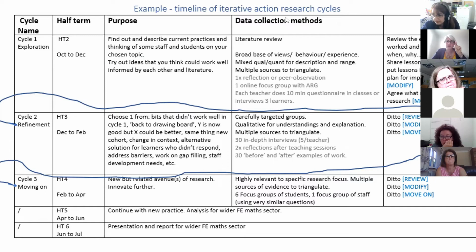Each cycle means biting off a little bit of what one action research group wants to look at, and working through over the year different aspects of the same topic, Lorna, if that makes sense. So you might start in half term 2, between October and December, being quite exploratory and just finding out where teachers or students are at with something, or their broad attitudes.